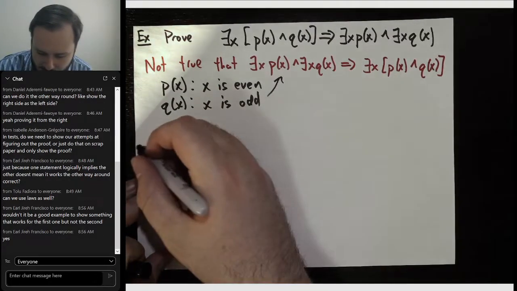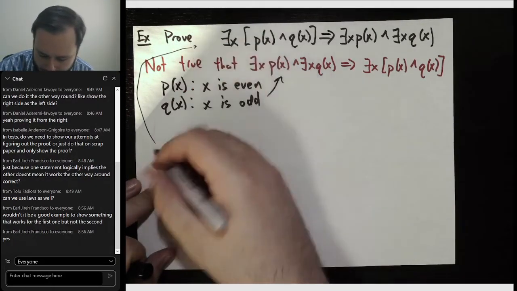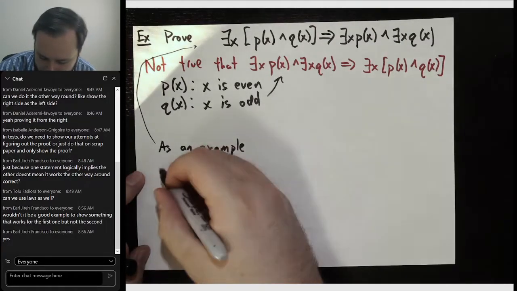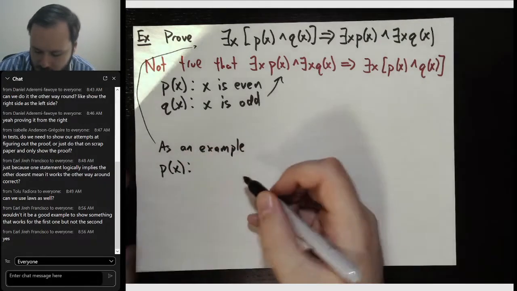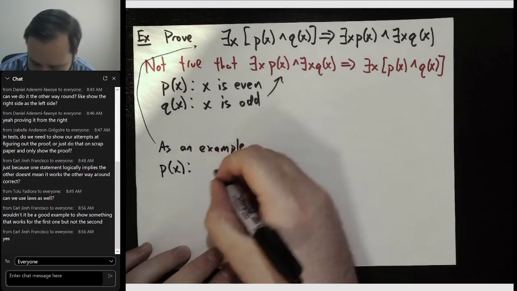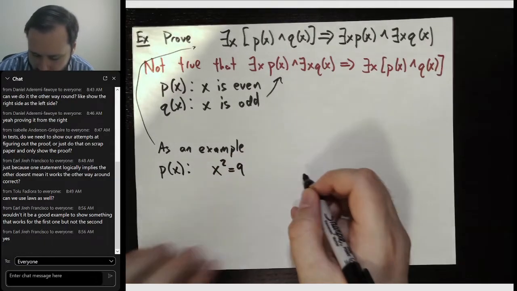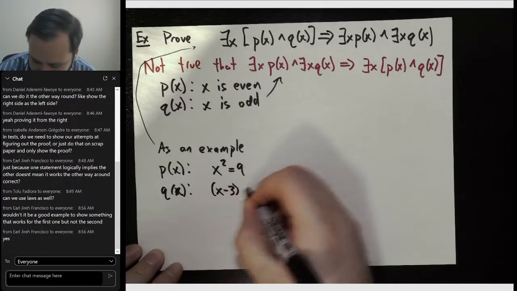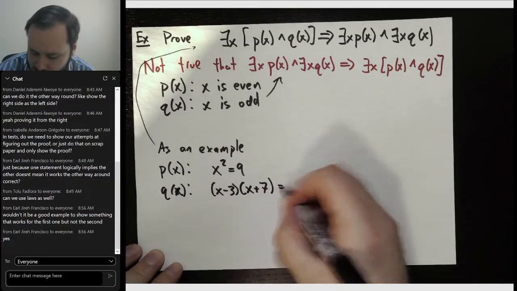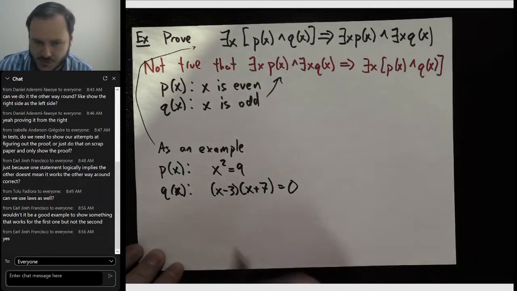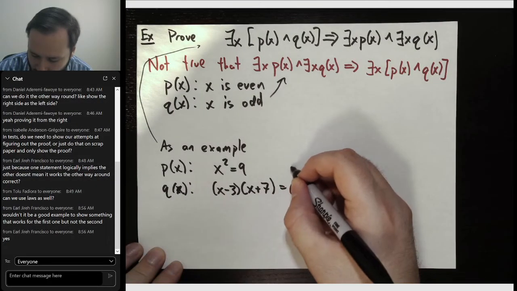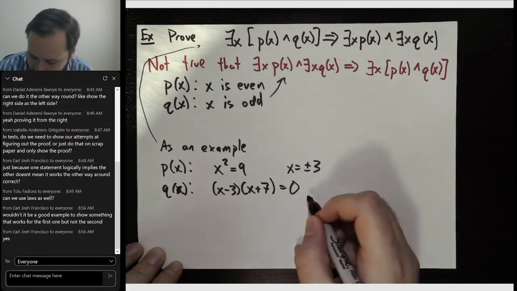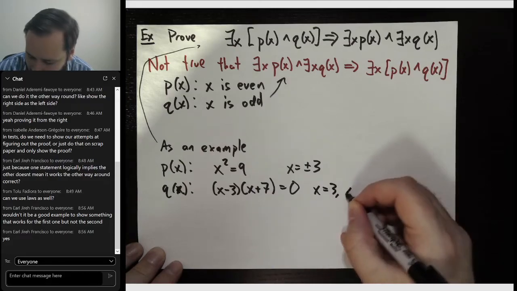As an example, p of x can be, let's say, x squared equals 9, and q of x can be x minus 3 times x plus 7 equals 0. So the solutions to p of x are x is equal to plus or minus 3. And the solutions to q of x are x is equal to 3, x is equal to 7.